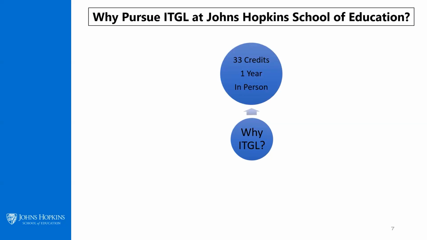Next slide. So why would you come here as opposed to other schools of education, either in this country or in other countries? Our program is 33 credits. You complete the program in 1 year. Many master's programs take 18 months, 2 years or longer. You'll be in person here in Baltimore at Johns Hopkins University because all of our classes are face-to-face. And we've structured the program so that you will be able to finish with a fall, a spring, and a summer session.